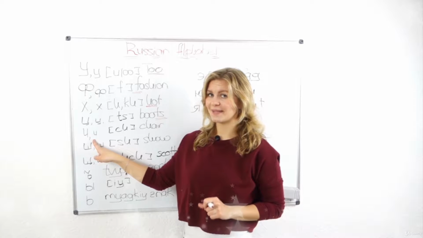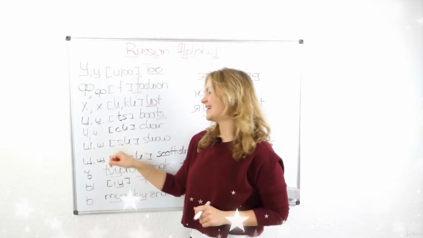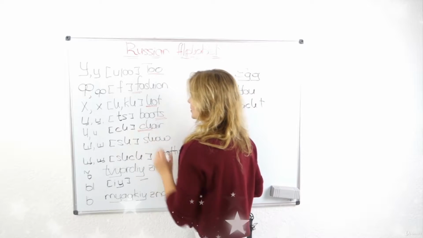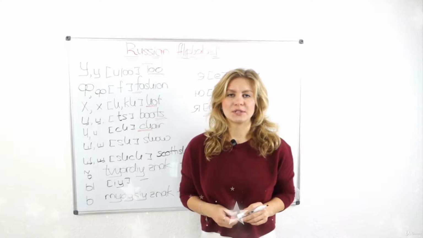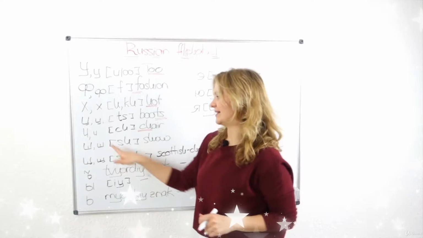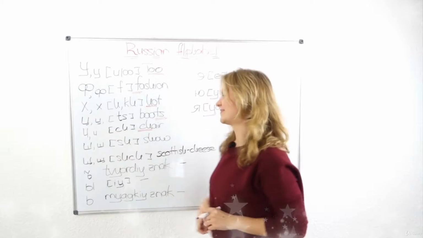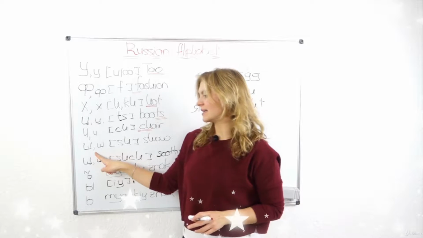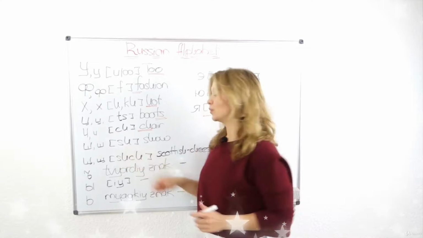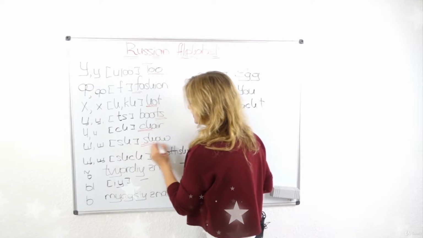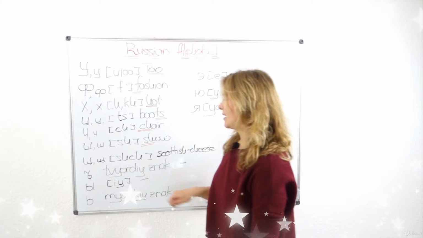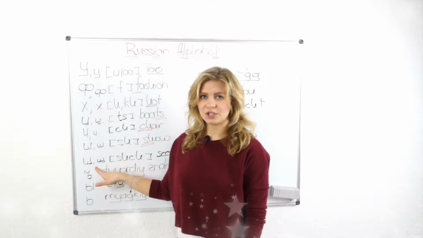Next letter, now becoming more and more complicated. Ch. Exactly as the combination of C and H in the word chair. This is the letter Ch. The next one is Sh. That's a combination of S and H, which is show. As a good example, show. The next one is Sh.